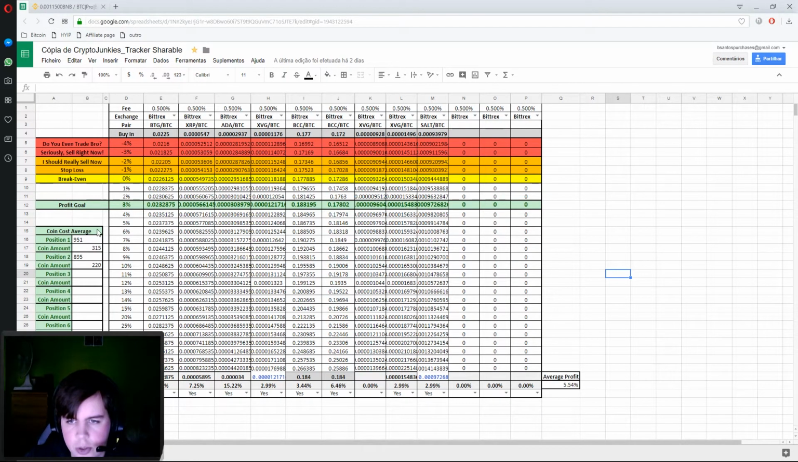On the spreadsheet, you will also be able to buy to coin cost average. So the spreadsheet is really well done. You can select what exchange you are using, and it will also tell you your average profit. And I think the spreadsheet is getting some work done, so there might be a new spreadsheet coming out. So keep notice on Discord, Crypto Junkies Discord.